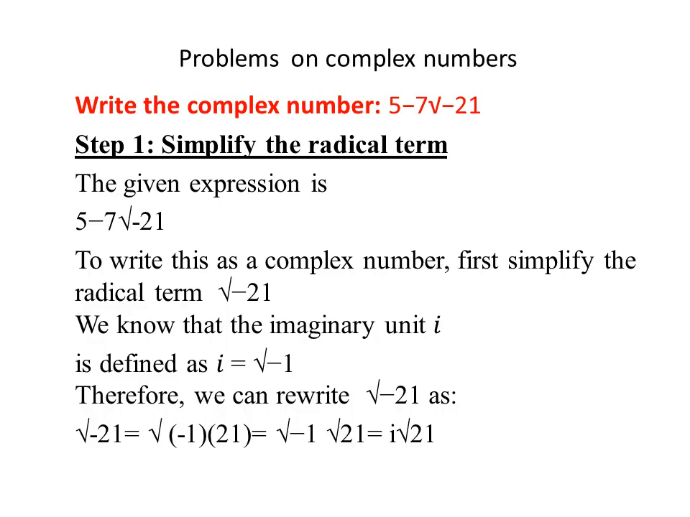To write this as a complex number, first simplify the radical term root minus 21. We know that the imaginary unit is defined as i is equal to root minus 1. Therefore, we can rewrite root minus 21 as root of minus 1 into 21, that is equal to root minus 1 into root 21, that is equal to i root 21.